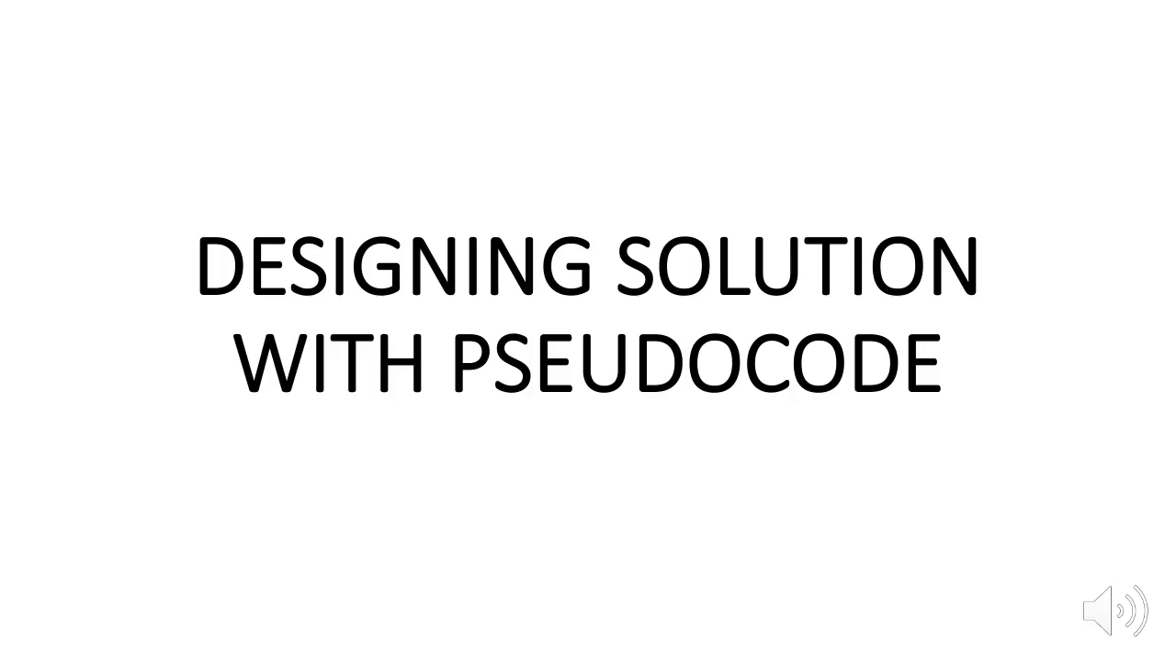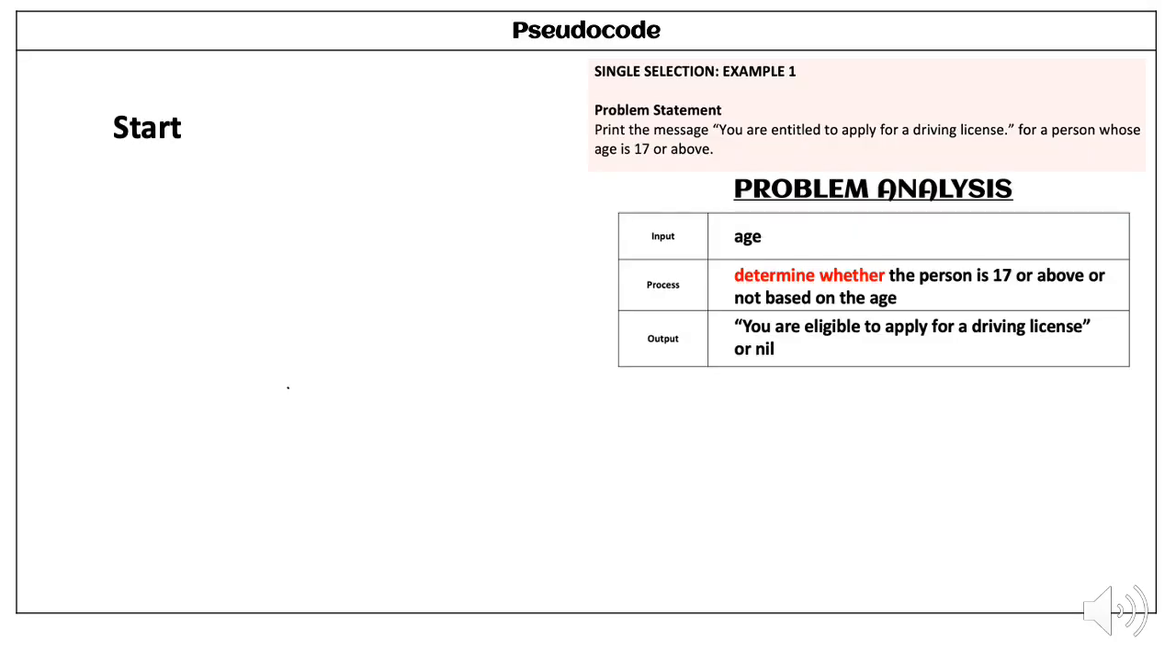How do we design the solution with pseudocode? All the pseudocode must begin with the word start. So you have to indent all the processes after the start, because the processes happen after the program started. So that's why you have to apply the indentation. Indentation means you have to write all the processes afterwards a bit inward, not on the same level as the start.